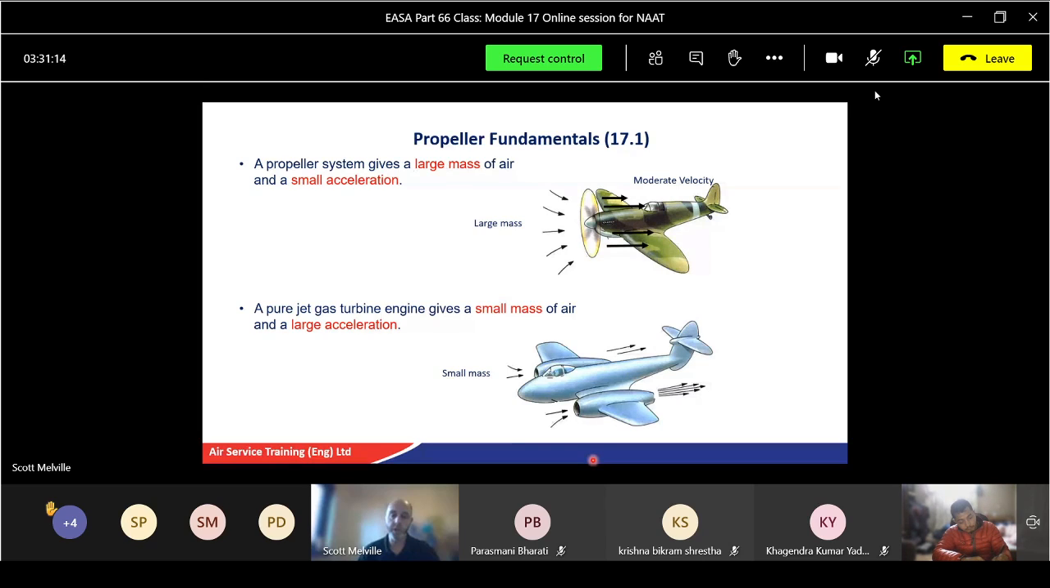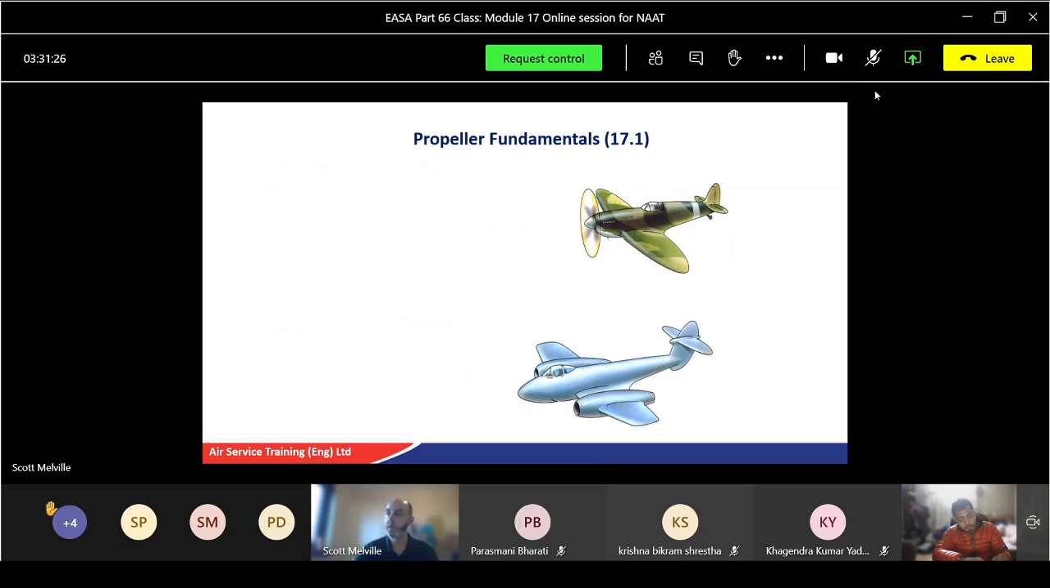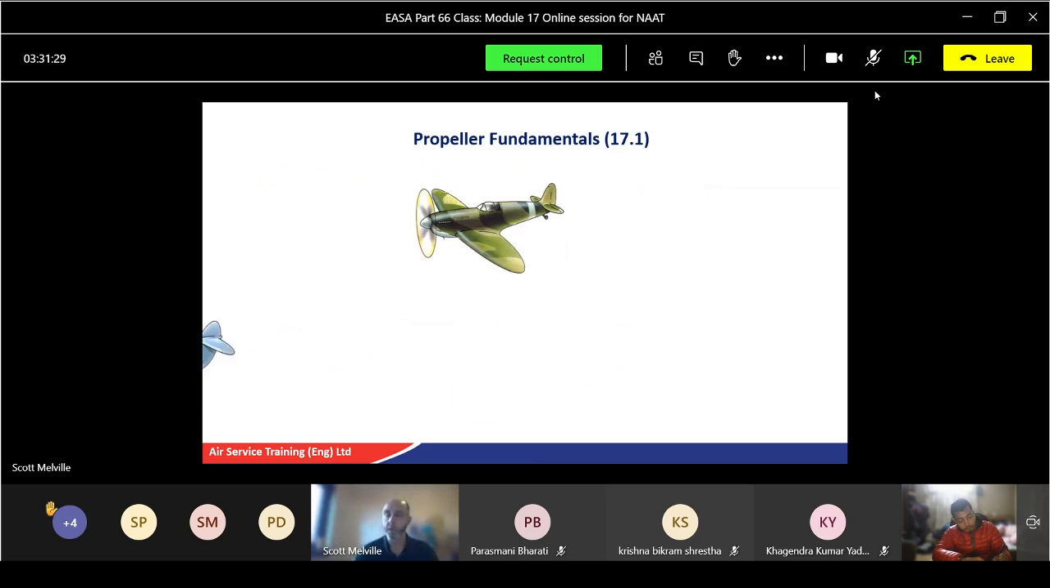Okay, so propeller: large mass, small acceleration. Jet gas turbine engine: small mass, large acceleration. And you'll see the exact same one again in module 15. So, no expense spared graphics. 3, 2, 1, go. Okay. So I just explained large mass, small acceleration, small mass, large acceleration.